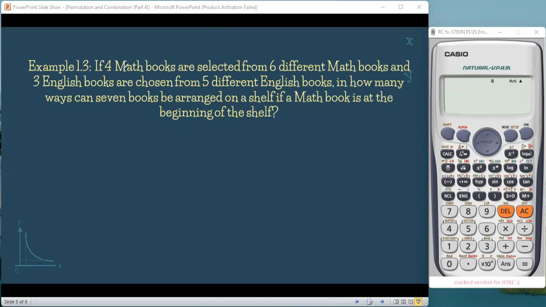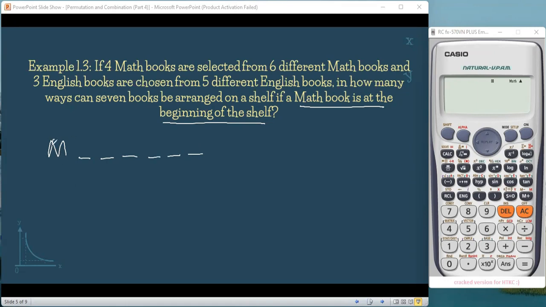So example number 1.3. If 4 math books are selected from 6 different math books and 3 English books are chosen from 5 different English books, in how many ways can 7 books be arranged on a shelf if a math book is at the beginning of the shelf? So, ibig sabihin po, my dear students, meron tayo ditong stationary na math kasi sigurado na daw po na yung first book po natin doon sa shelf is math.